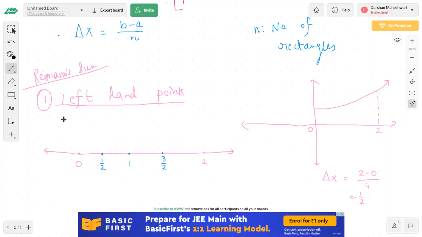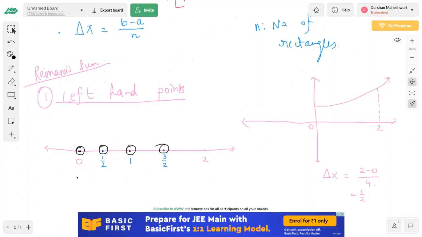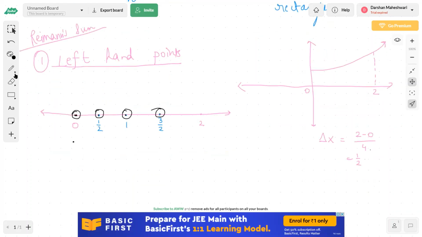Now, left hand point means we start from the leftmost side and take 4 points. In order to take 4 rectangles, although we have to take a total of 5 points, from the calculation point of view, we'll just take the first 4 points starting from the left. So from the left, this is 1, this is 2, this is 3, this is 4. These are the 4 points with which we are interested to find the area as far as the left hand point Riemann sum is concerned.